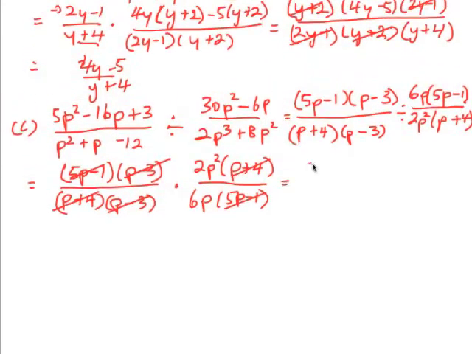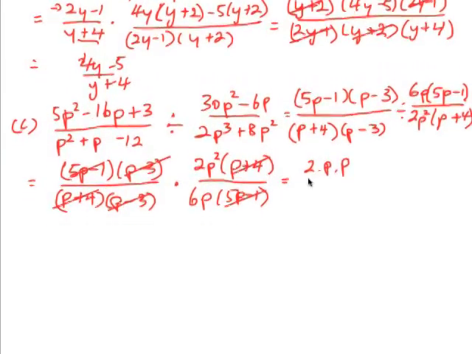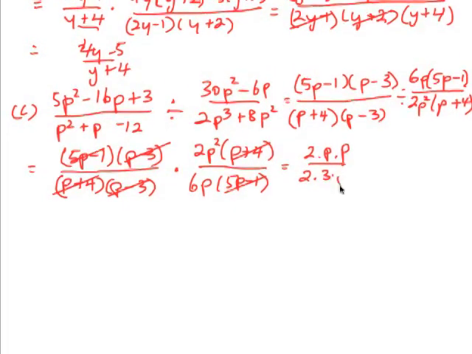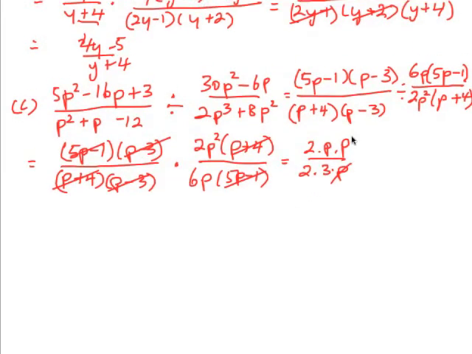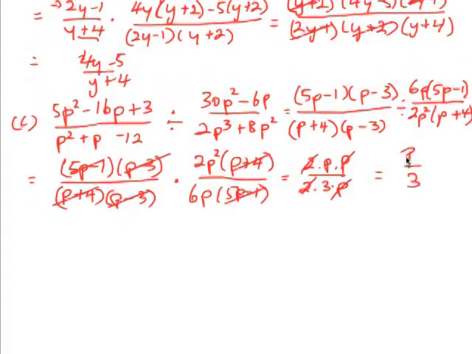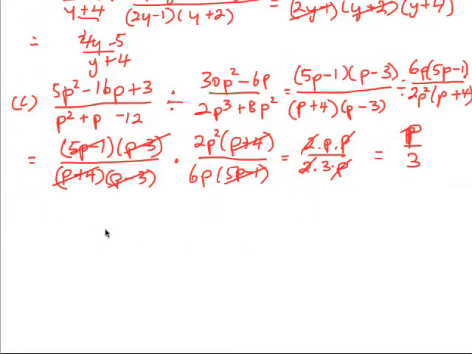So really what I have here is 2 by p is p squared over 2 by 3 by p. Alright, so the p's will cancel, the 2's will cancel, and we're left with p over 3 being the result. Alright, so that's how we do that one.